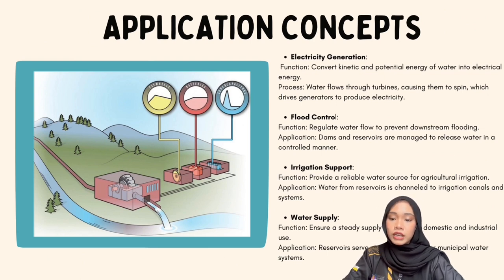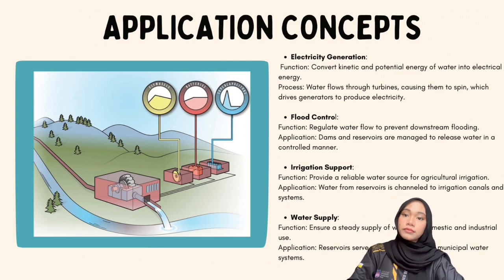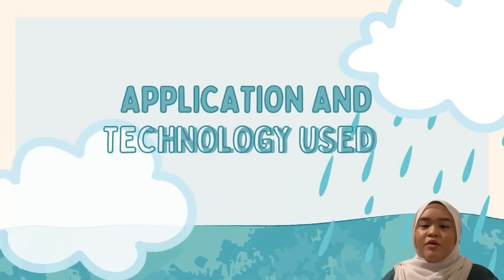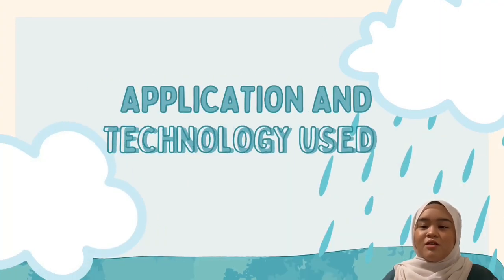The application is water from the reservoir is channeled to irrigation canals and systems. The last one is water supply. The function is to ensure a steady supply of water for domestic and industrial use. For the application, the reservoir serves as water storage for the municipal water system. Let's move on to applications and technologies of hydropower.